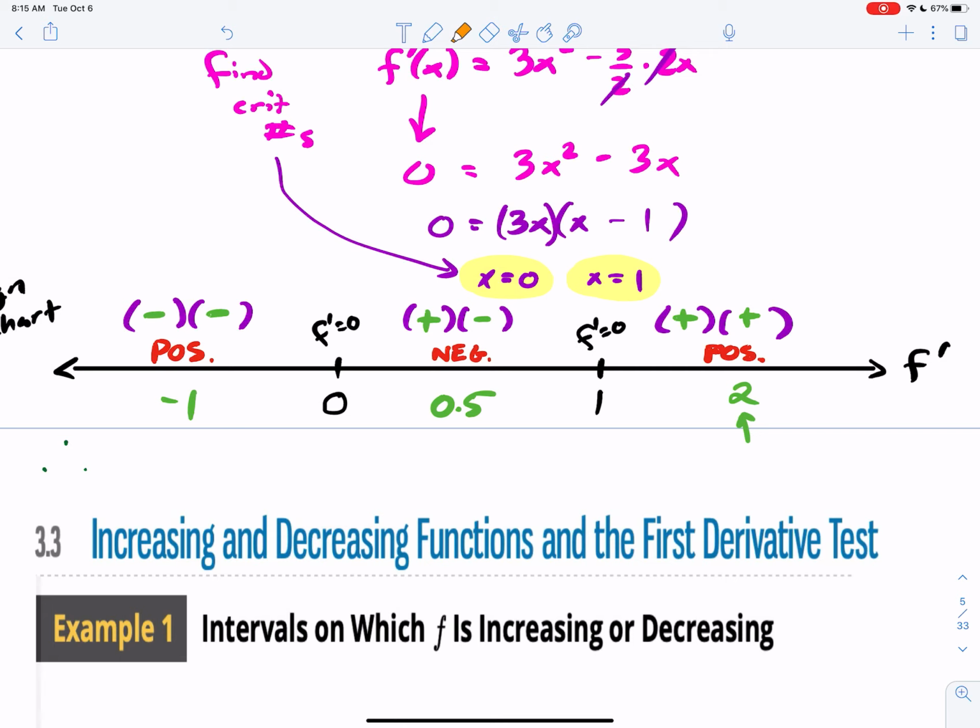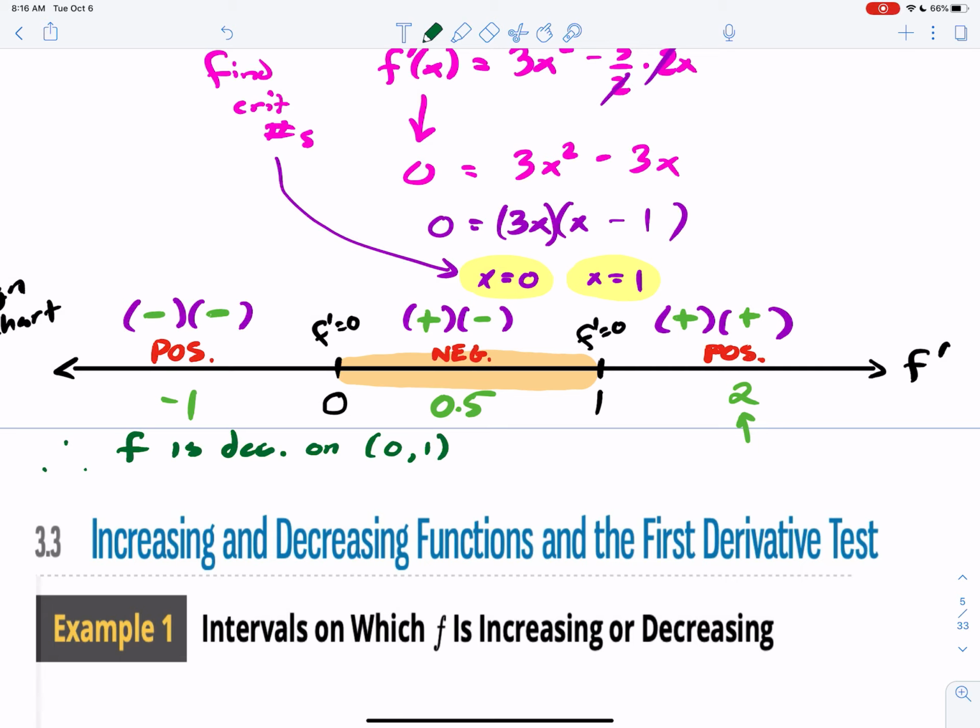Where's my function decreasing? Right? So I take a look at my sign chart. Wherever the derivative is negative, so basically from here to here, I notice that the derivative came out negative right there. So I'm going to say f is decreasing where, right? On from 0 to 1. You're always going to keep it open. You don't want to include the 0 and the 1 because that is where the derivative is 0. Okay?